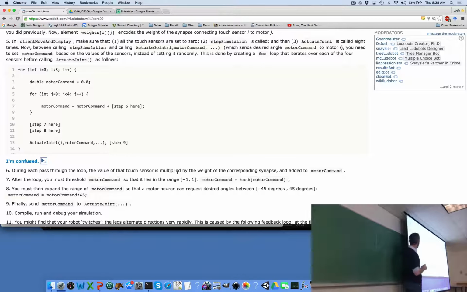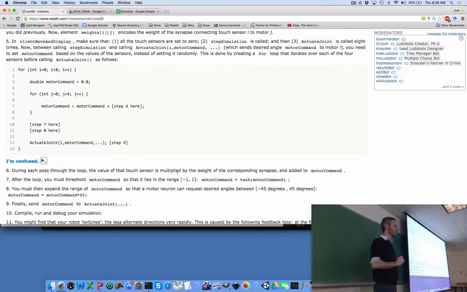Once we now have that value for the first motor neuron, we're still inside the loop here, so we've just computed the desired angle for the first motor. We send it to the actuate hinge joint function that you created in assignment 7. Okay, so all the way through in line 13, we send the desired angle to motor 1. We go back, now i is equal to 1. We're updating the new motor command for motor 2, squash it, expand it to -45 +45, send that desired angle to motor 2, and away you go.